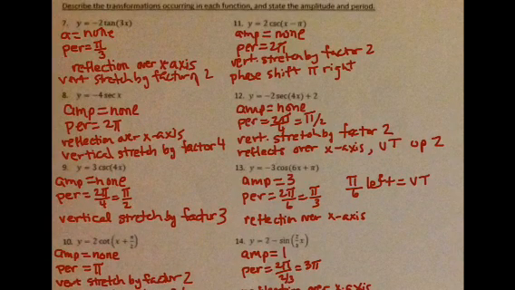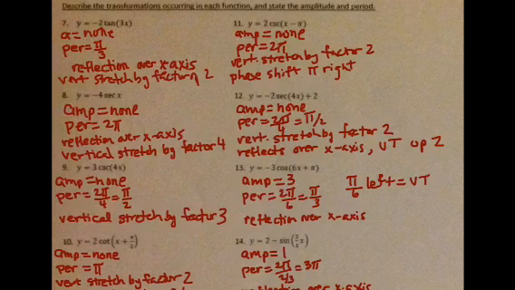11. Cosecant. Amplitude is none. Period is 2 pi over 1, which is 2 pi. Vertical stretch by a factor of 2. And you set this equal to 0 and you get x equals pi, so it's pi to the right. And number 12, secant. Amplitude is none. Period, 2 pi over 4, which is pi over 2. Vertical stretch by a factor of 2. This one reflects over the x-axis, and not just that, it has a vertical translation up 2 units, and that up 2 units is from here.